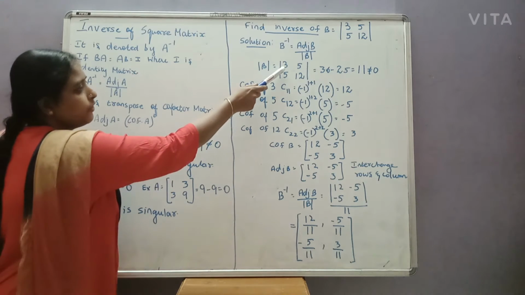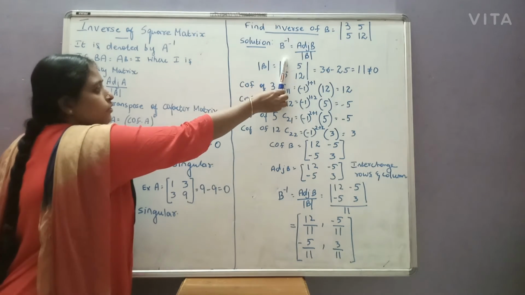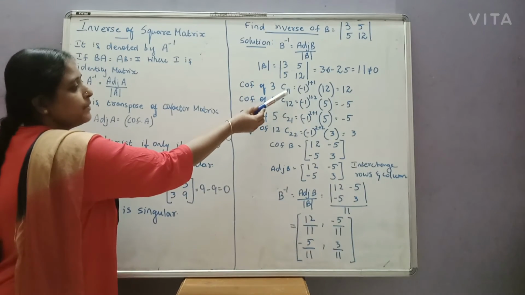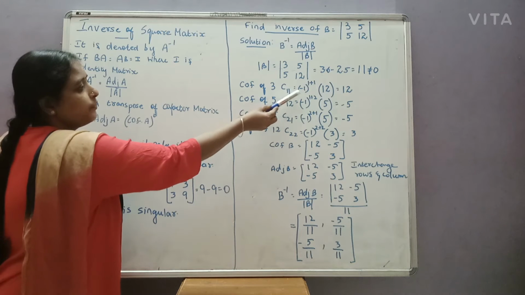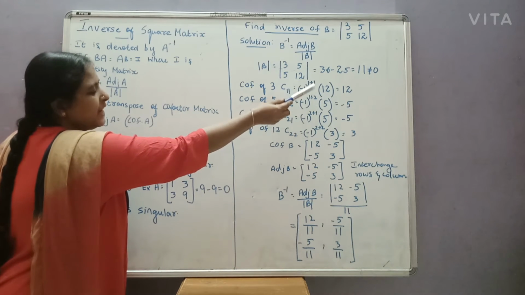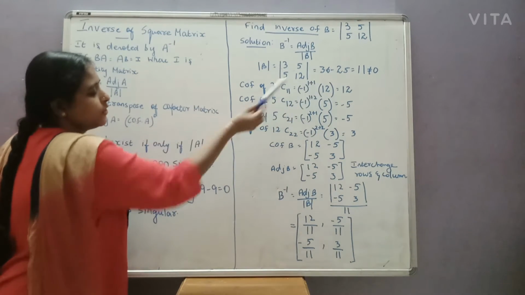Cofactor of 3. If you take 3, you have to hide this column and this row. 12 will be left. 1 means first row, first column. Minus 1 to the power first row plus first column, so minus into minus is plus. So plus 1 into 12 is 12.